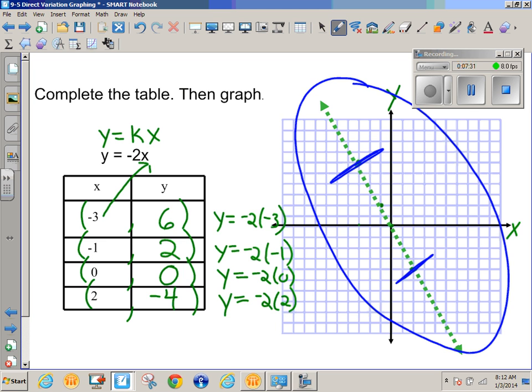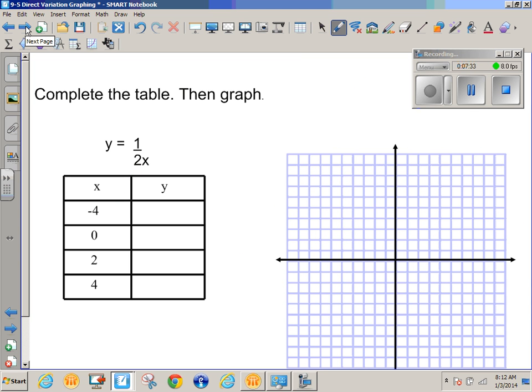Our last example is y is equal to 1/2 x. And again, the x's have been given to you, but if the x's aren't given, you're going to choose numbers. I chose numbers in this case that would make this easy to deal with because it is a fraction. So I wanted to get rid of the fraction so it's easier to graph. So I chose numbers that are multiples of 2, and that's going to get rid of the fraction. We'll be happy about that when it's time to graph.